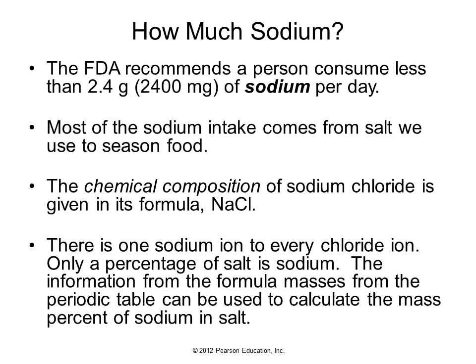The chemical composition of sodium chloride table salt is NaCl, 1:1, one sodium ion to every chloride ion. So actually only a percentage of salt is sodium. The rest is chloride. This information from the formula masses and from the periodic table can be used to calculate the mass percent of sodium in salt, and we'll work on this a little later.